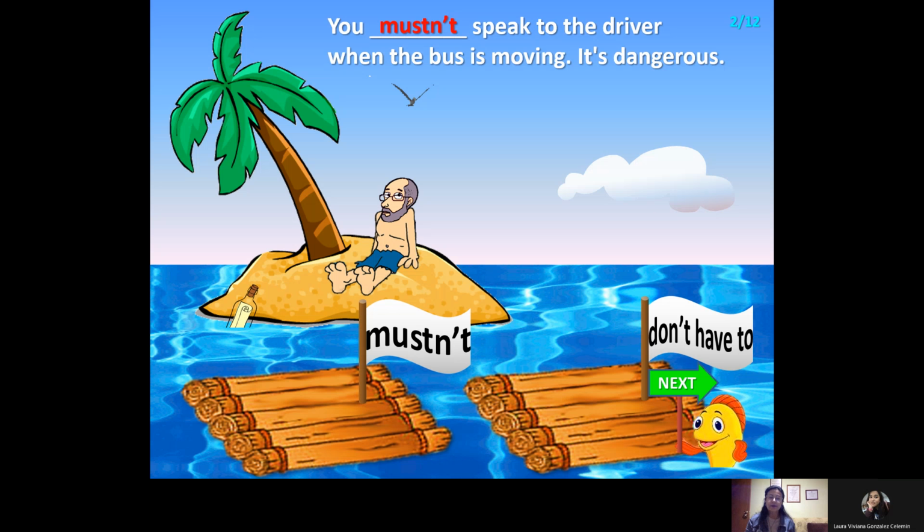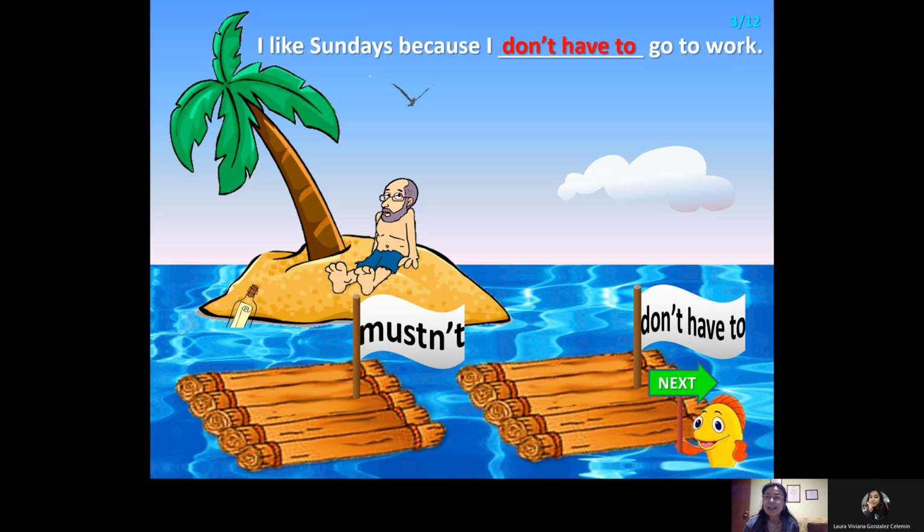Okay? Be careful. The appropriate answer is you mustn't because it's a prohibition. You mustn't speak to the driver when the bus is moving. It's dangerous. Como dice que es peligroso, por eso es una prohibición. Okay, let's go on with the next one. I like Sundays because I mustn't or I don't have to go to work.